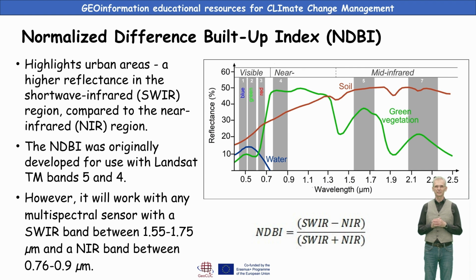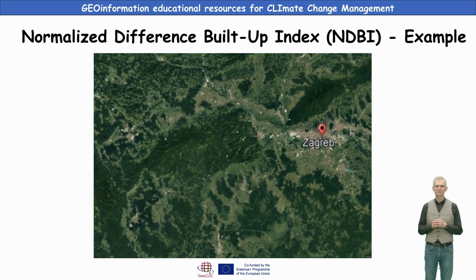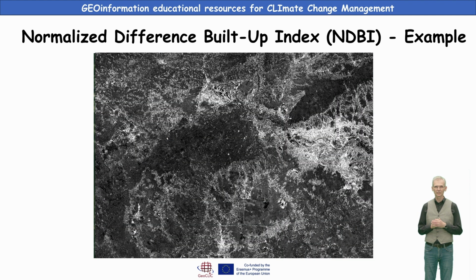The next spectral index that I want to present to you is the normalized difference built-up index. The normalized difference built-up index highlights the urban areas, where there is typically a higher reflectance in the shortwave infrared region compared to the near-infrared region. You can see all this in the diagram on the right side of this slide, where the reflection coefficients for bare soil, water and vegetation are shown.